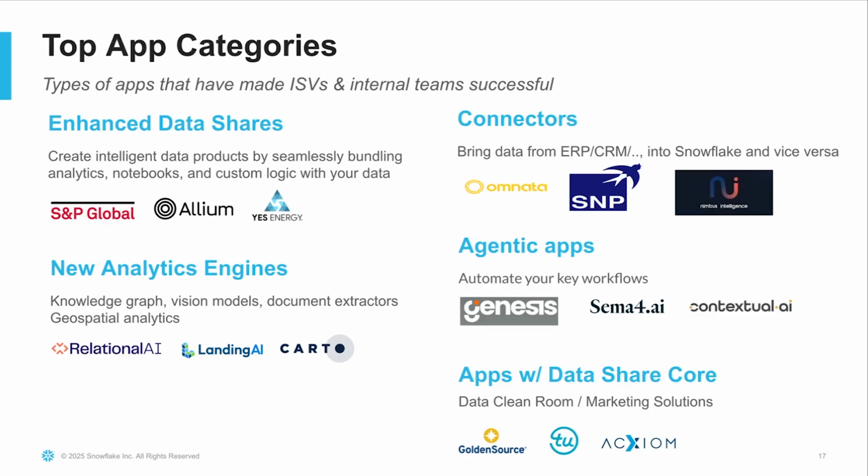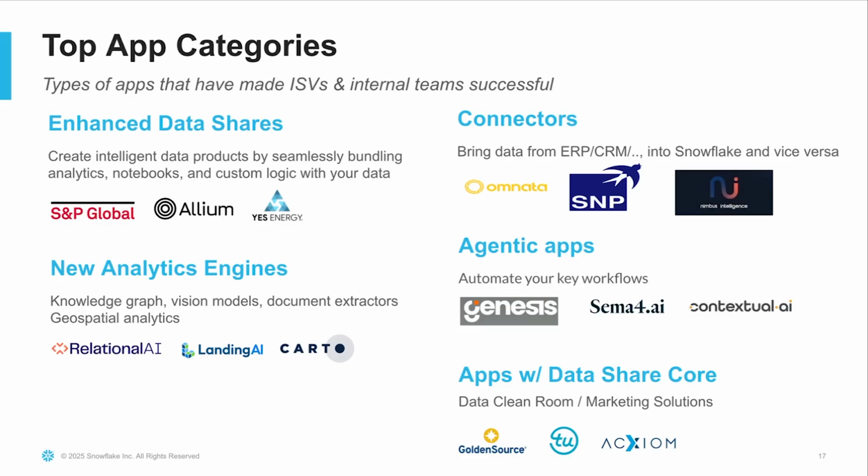Connectors obviously are a perfect fit for native apps because you want the connector to be close to the source or sink of the data. Then there are brand new analytics engines like Relational AI's knowledge graph, or Landing AI's large vision model based LandingLens app, or Carto's geospatial kind of capability.